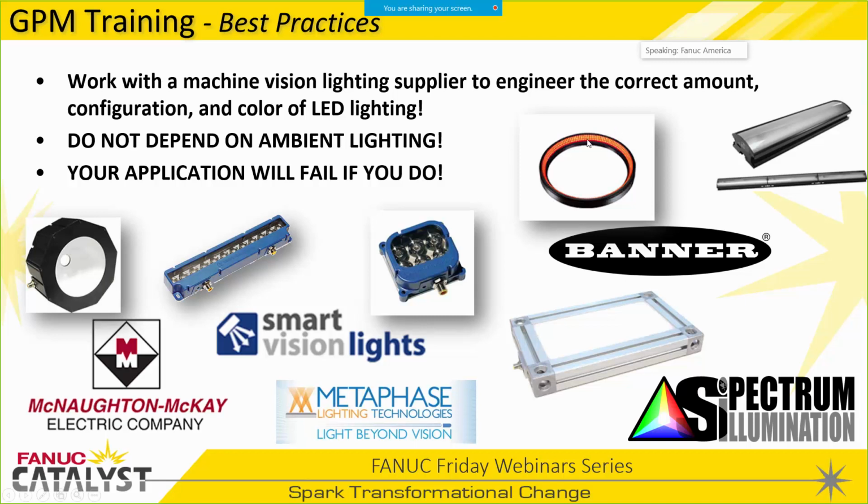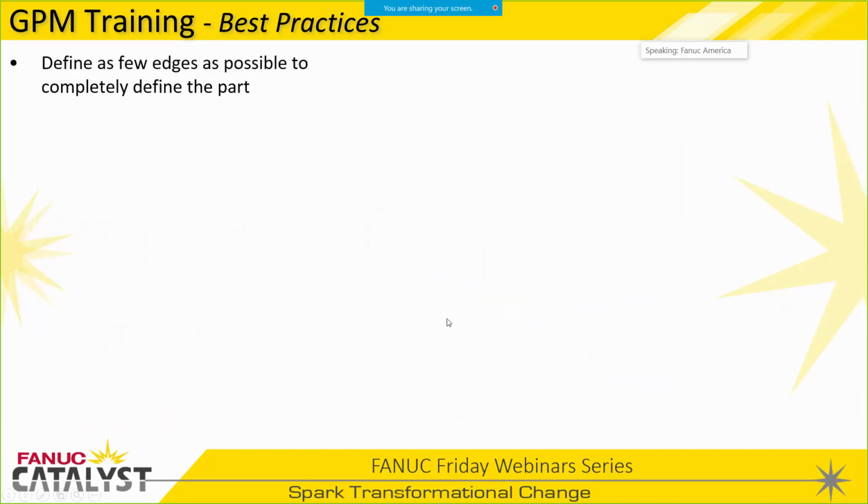There are many different lighting companies available. We have contacts at all of these. There are many different lights available, and working with them, we find, is the best way to get the correct light specified, and then you can go ahead and purchase the light from them. If you don't use the correct lighting per the application, you're going to have issues, especially when it comes to highlighting edges that you're hoping to train and locate via a GPM.